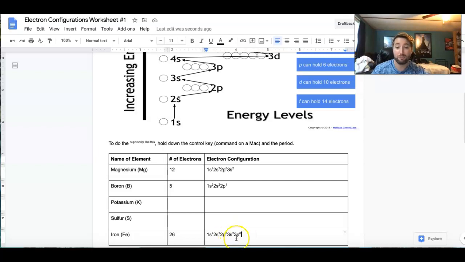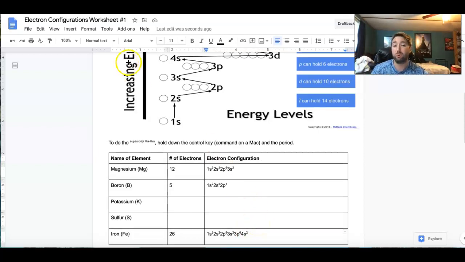Alright, so after 3p, we're going to go to 4s. So 4s, and s can hold 2. Alright, and I just said, okay, I've got 2 plus 2 is 4, 4 plus 6 is 10, 10 plus 2 is 12, 12 plus 6 is going to be 18, 18 plus 2 is going to be 20. Alright, so I've given out 20 out of 26, and now this is where it gets a little weird.